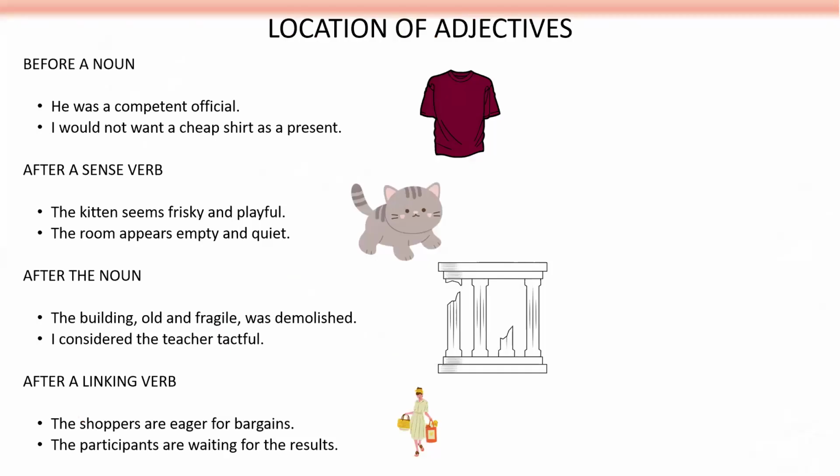Okay. So now, we have location of adjectives. Pag sinabi natin location, saan sila nakapwesto sa sentence? Kung dapat ba sa harap ng noun or after the noun, we're gonna figure out those things, okay? So, when an adjective is located before a noun, this is an example. He was a competent official. So, sabi nga before a noun, okay?